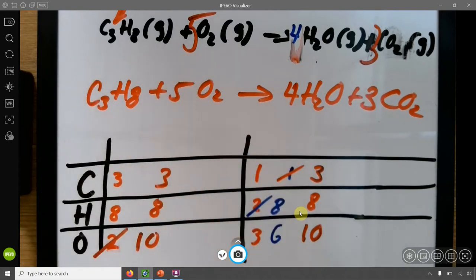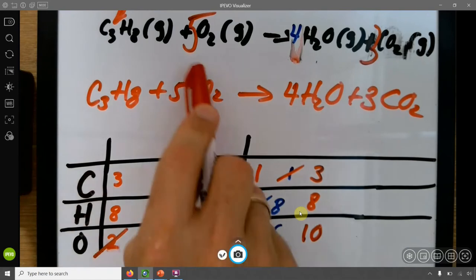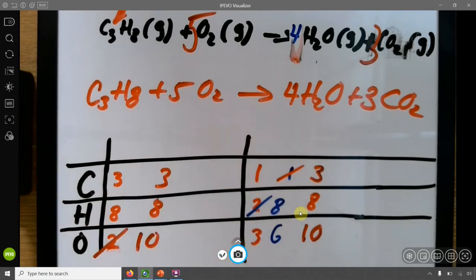Okay, it's sort of like, well, I have 1 propane molecule, 5 oxygen molecules. They will react together to form 4 water molecules and 3 carbon dioxide molecules. That's how that would work. Okay, it's just like a counting type thing. Okay, so hopefully that makes sense.